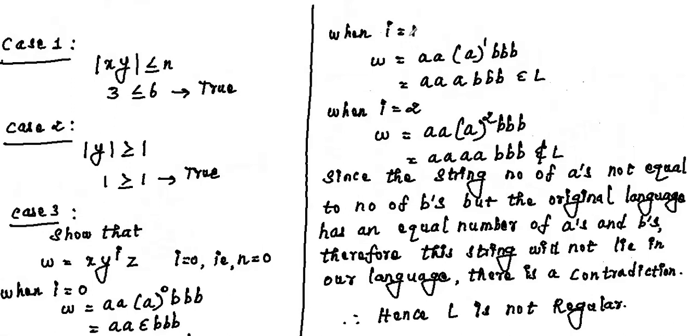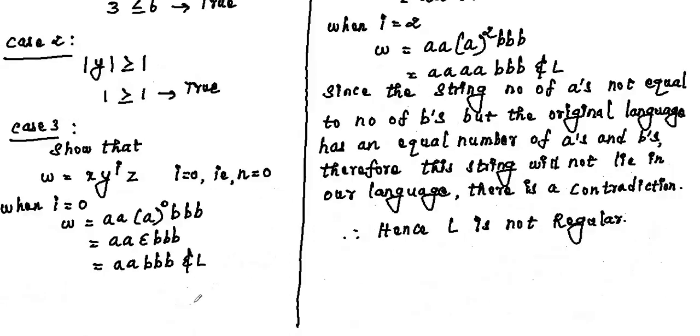Next limit, i equal to 1. So you will get W equal to triple A triple B. The number of A's and number of B's are both equal. And next limit, i equal to 2. W equal to 4 A's 3 B's. Here the number of A's is not equal to the number of B's. Since the number of A's is not equal to the number of B's, but the original language has an equal number of A's and B's.